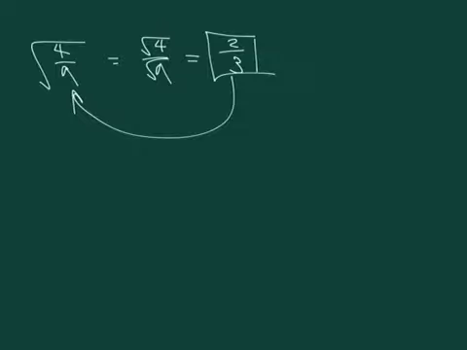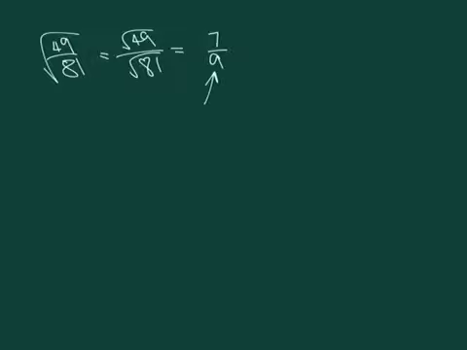So let's look at example number 7. Square root of 49 over 81 equals the square root of 49 over the square root of 81, which equals 7 over 9, and you're done.